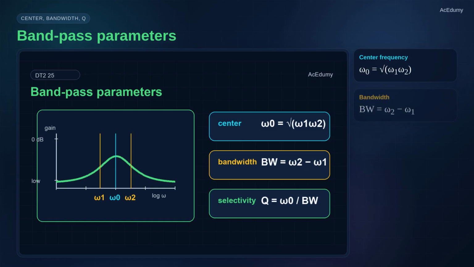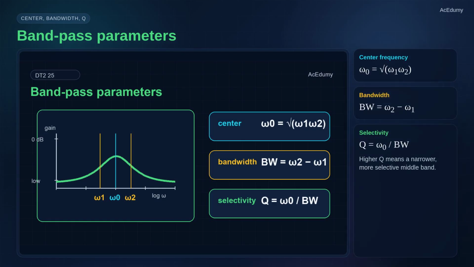For a bandpass response, we usually name the lower edge omega-1 and the upper edge omega-2. The bandwidth is omega-2 minus omega-1. The center frequency is the geometric mean. Omega-0 equals the square root of omega-1 times omega-2. Then Q equals center frequency divided by bandwidth.